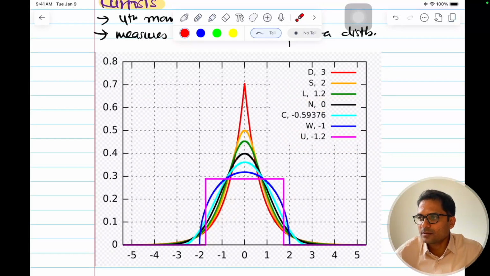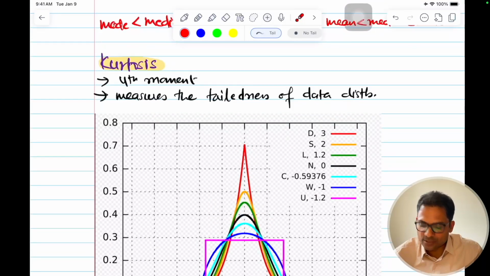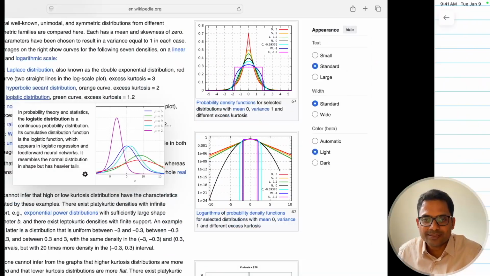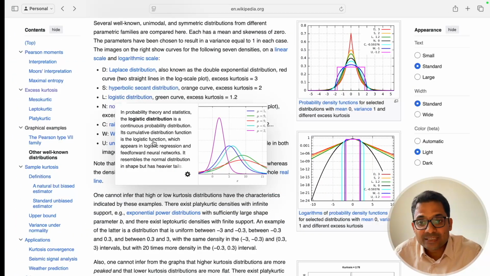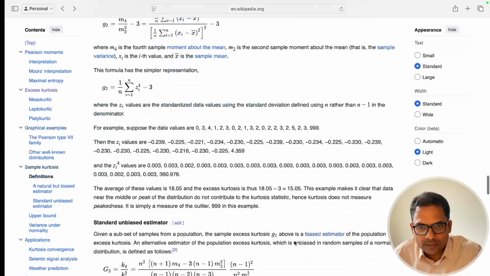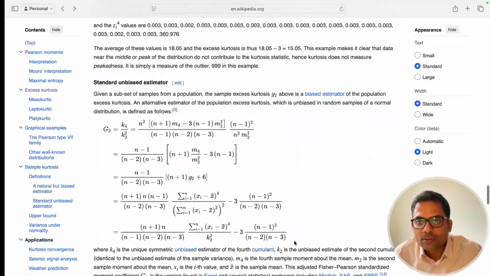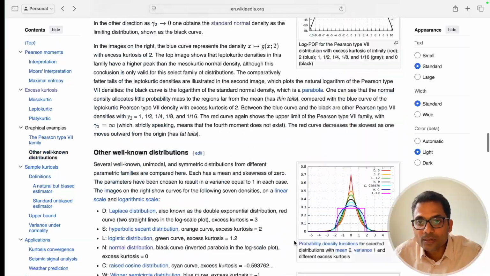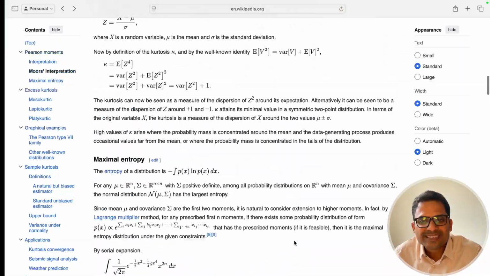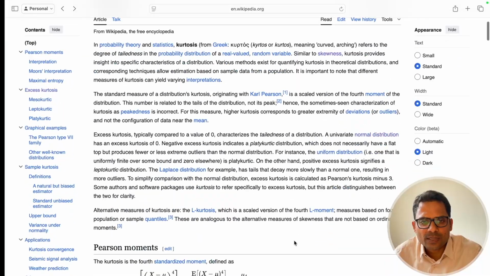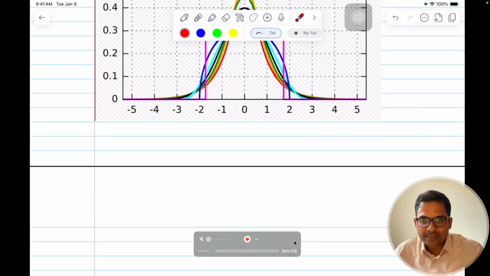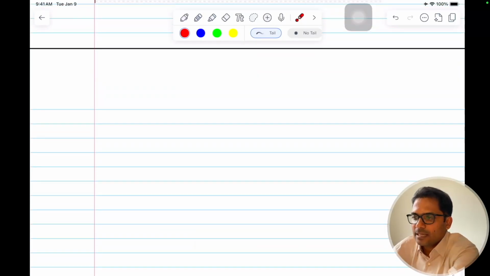So let's come back and understand. It measures the tailedness of data. And then there was one more thing. There are 3 kinds of kurtosis. There's one more diagram I probably saw here. Not here, maybe somewhere else. Let's come back, I'll show you. So there are 3 types of kurtosis. I'll just take it from another place. I'll just bring the data.